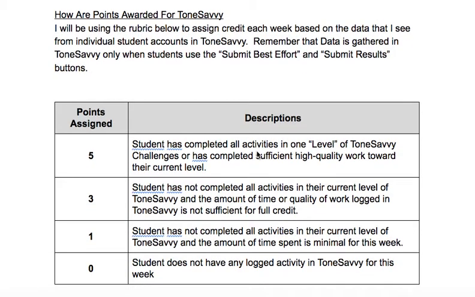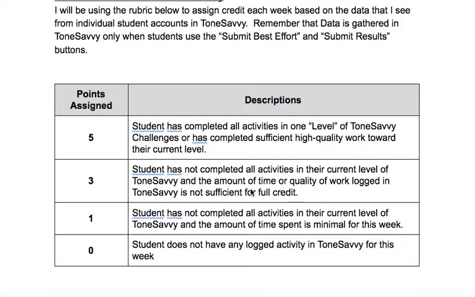And then down here, this is the rubric that I'm going to be using to put your grades into Infinite Campus. And the levels on here represent the work that I'm seeing you putting in your individual ToneSavvy accounts. Again, you need to use the submit best effort and submit results buttons so that I can see everything you're doing. So 5 points is full credit, and that is either finishing one level of ToneSavvy challenges or by putting in a sufficient amount of high quality work towards that exercise.